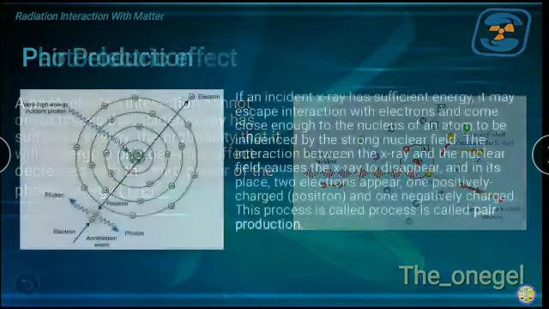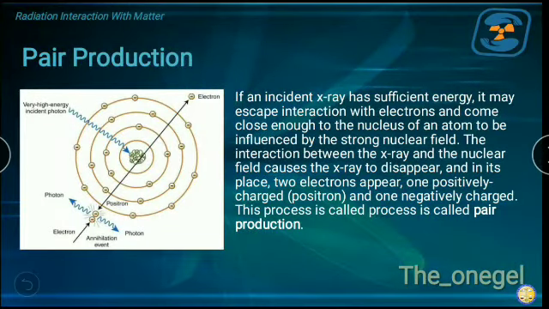Next, we have pair production. If an incident X-ray has sufficient energy, it may escape interaction with electrons and come close to the nucleus of an atom to be influenced by the strong nuclear field. Let's recall the atom introduction in this module. With a low energy photon, the interaction is with the whole atom. With moderate energy, the interaction is with an electron. With high energy, the interaction is with the whole atom.